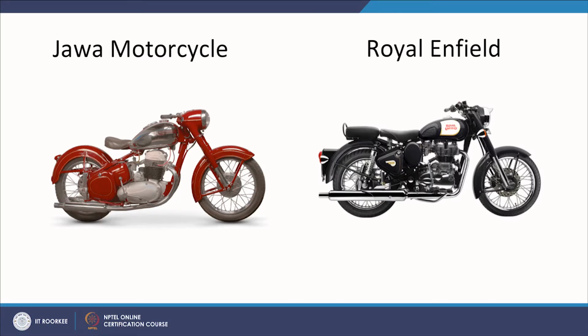Now, Java motorcycle and Royal Enfield, here the IMC strategy is related to rejuvenating two of the products which slept for a while, I should say, and organizations wanted these products to come back.